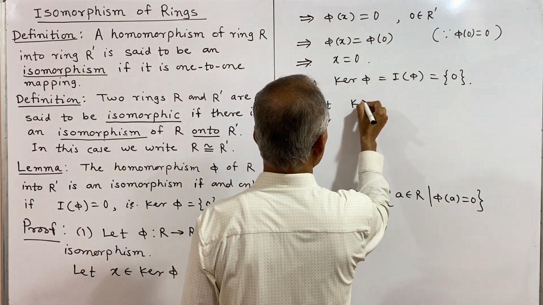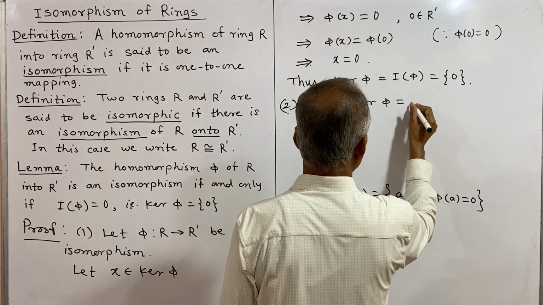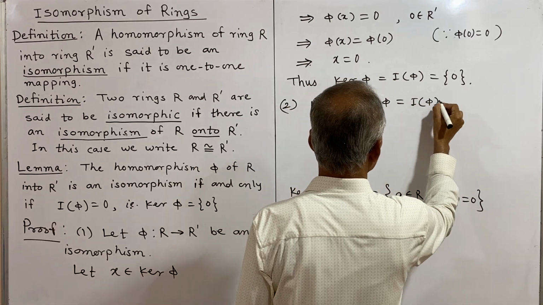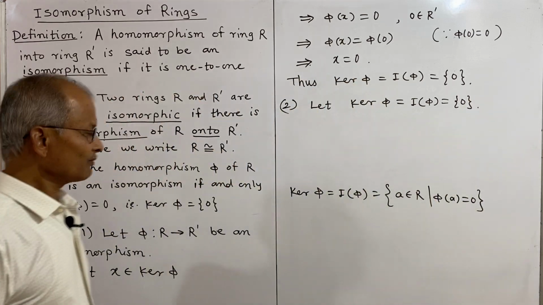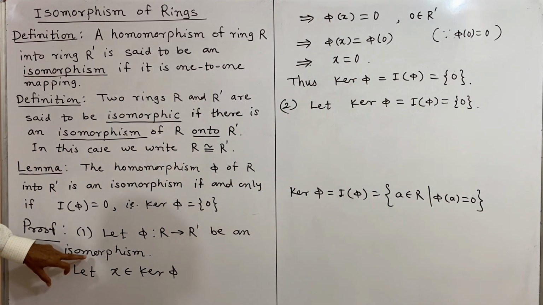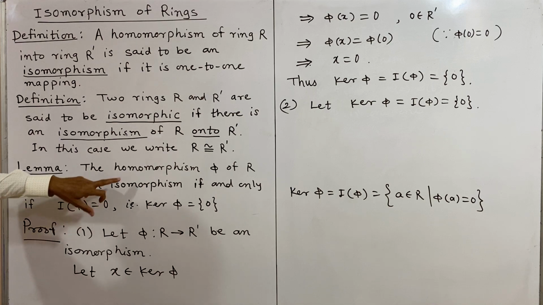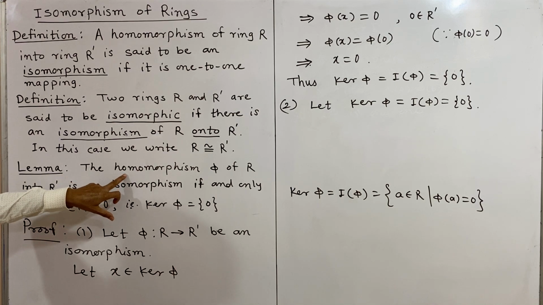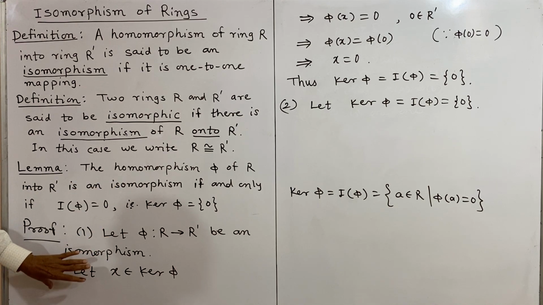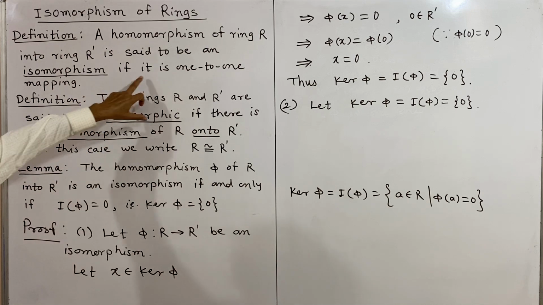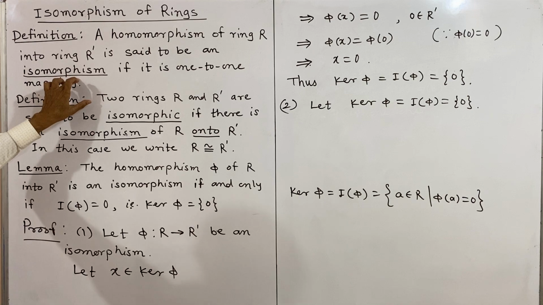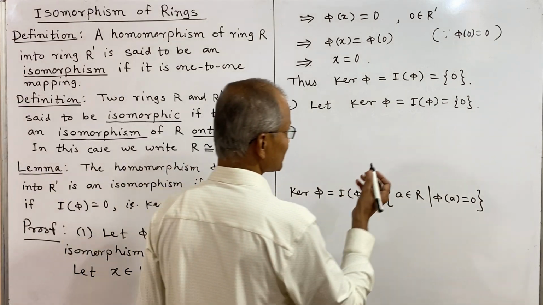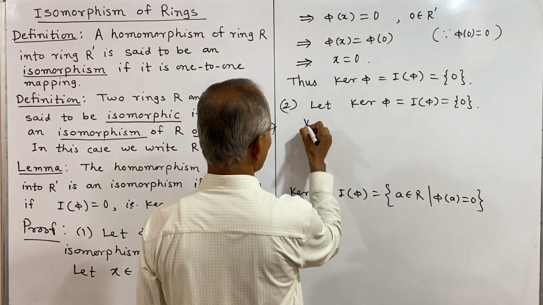Let the kernel of phi, that is I of phi, be equal to 0, or contain only the 0 element. Now what we have to prove is that phi is an isomorphism, and earlier it was given that phi is a homomorphism. To prove it is an isomorphism, we need only prove it is 1 to 1. A 1 to 1 homomorphism becomes an isomorphism. We have to prove phi is 1 to 1.